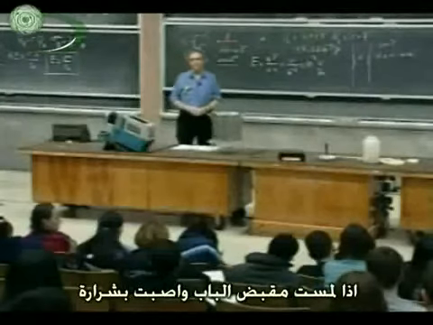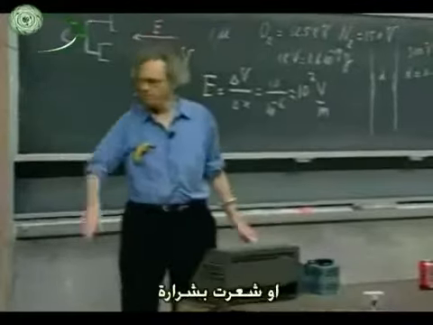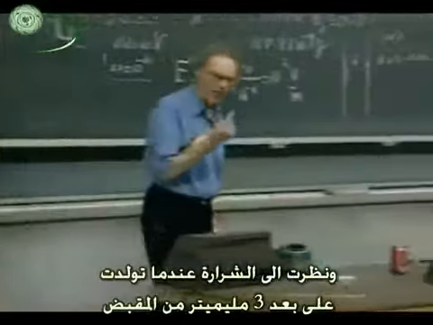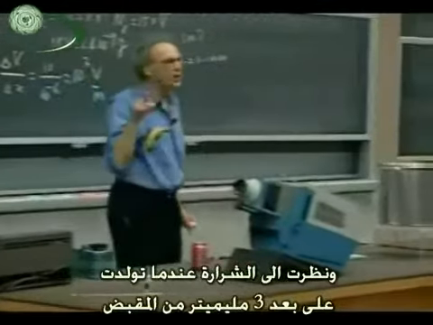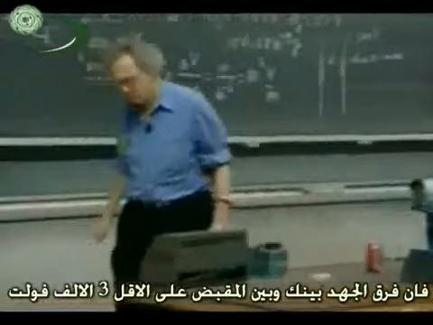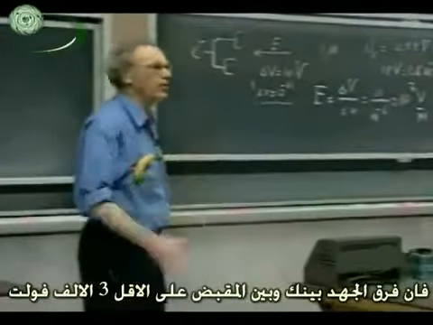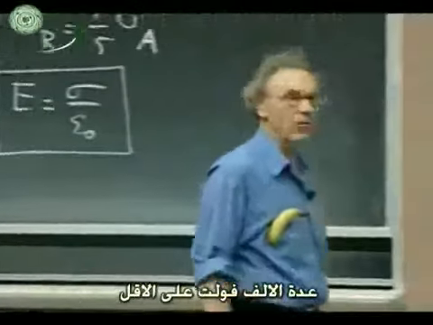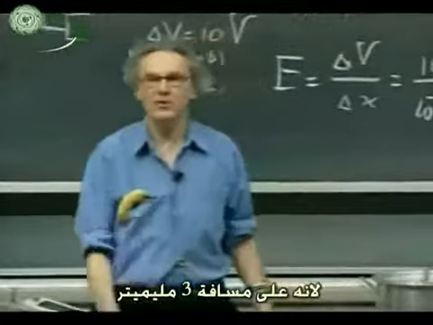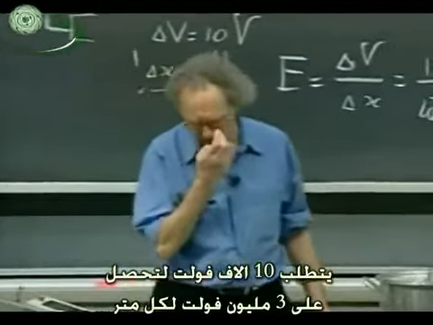However, if you touch the door knob and you feel a spark, and you look at the spark and you see that when you're 3 millimeters away from the doorknob the spark develops, you can be pretty sure that the potential difference between you and the door was of the order of 10,000 volts, several thousand volts at least, because over 3 millimeters it requires 10,000 volts to get to 3 million volts per meter.